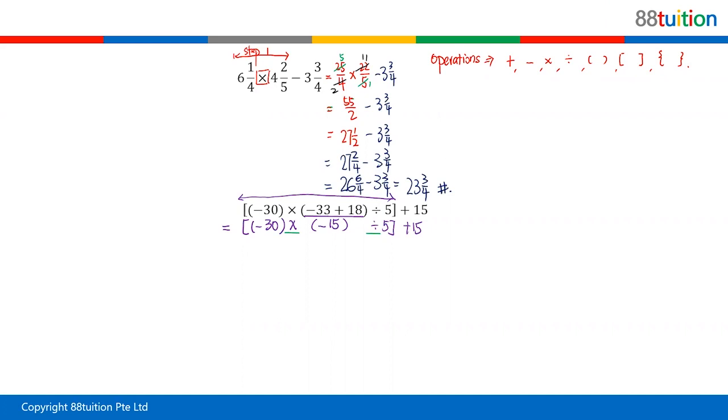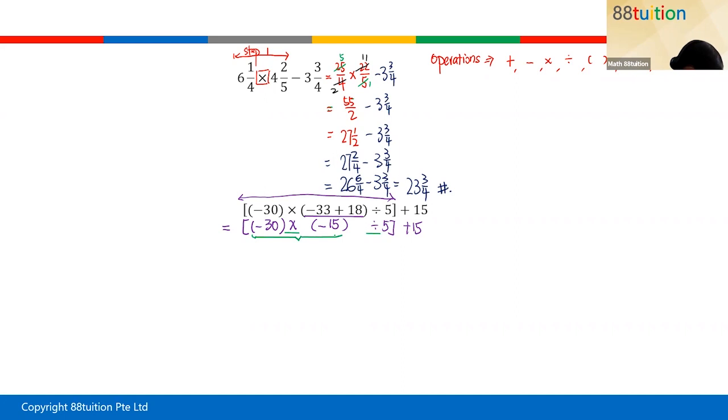Minus 30 times minus 15. Very good. I focus on this step first. Okay, so I'm going to do this, because multiplication comes first from left to right. So having done that, minus 30.